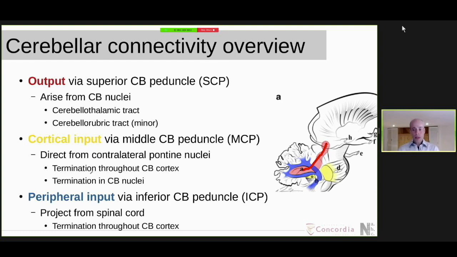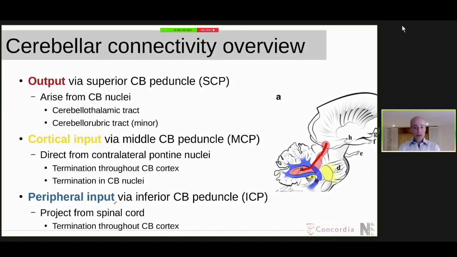So inputs to the cerebellum come via the cortex. The cortex projects down to the pontine nuclei. The pontine nuclei then project contralaterally through to the cerebellar cortex and to the nuclei. So we have some projections going to the nuclei and some continuing through to the cerebellar cortex. And this is the primary route of information coming from the cerebral cortex to the cerebellum.